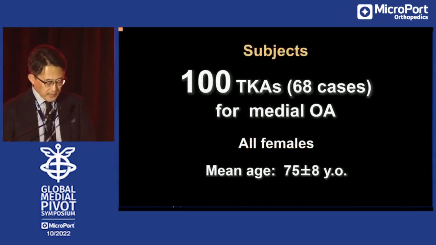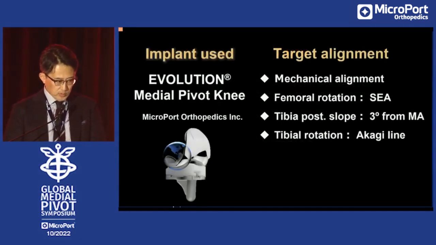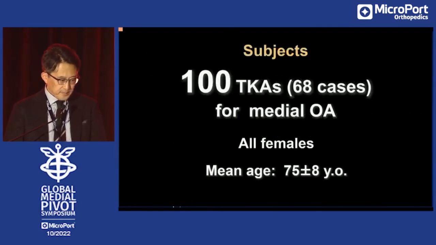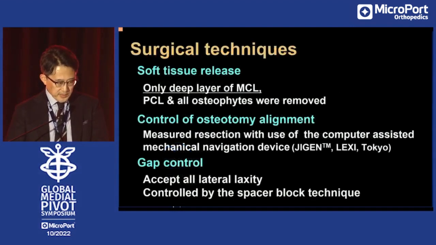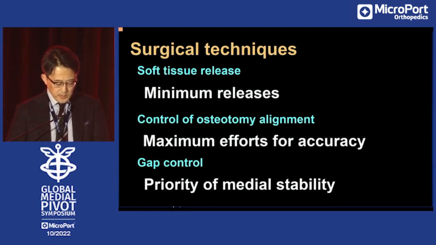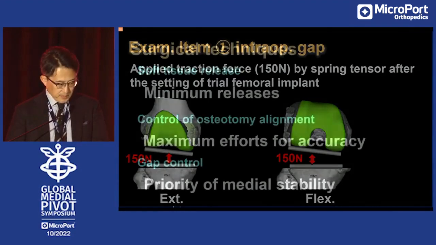Subjects were 100 knees that underwent TKA for medial knee OA. As the number of males was very small, we excluded the male patients. We used the Evolution medial-pivot knee for all cases, and the target alignment was shown in this slide. Surgical technique was exactly the same as my earlier presentation. The important points were minimal soft tissue release, maximum effort for accurate osteotomy, and gap controlling with the priority of the medial stability.